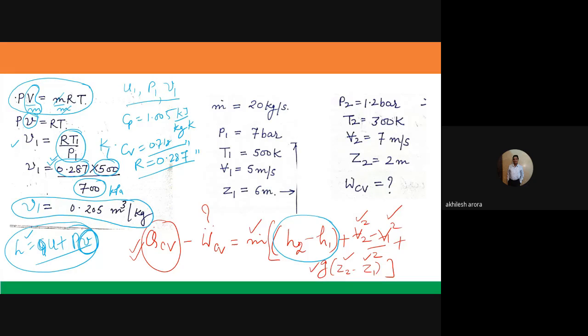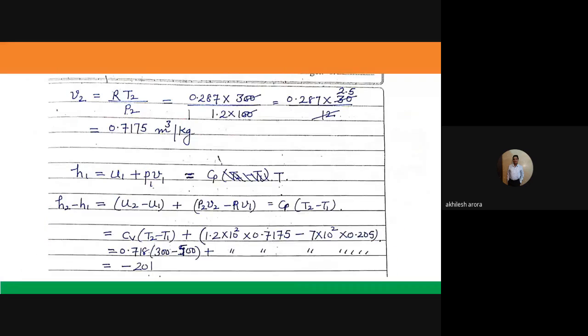In a similar manner, I can calculate the value of V2. So I have calculated the value of V2 here. It comes out to be 0.7175 meter cubed per kg. And then I can calculate the value of H1, which is equal to U1 plus P1 V1. This I will explain later on.